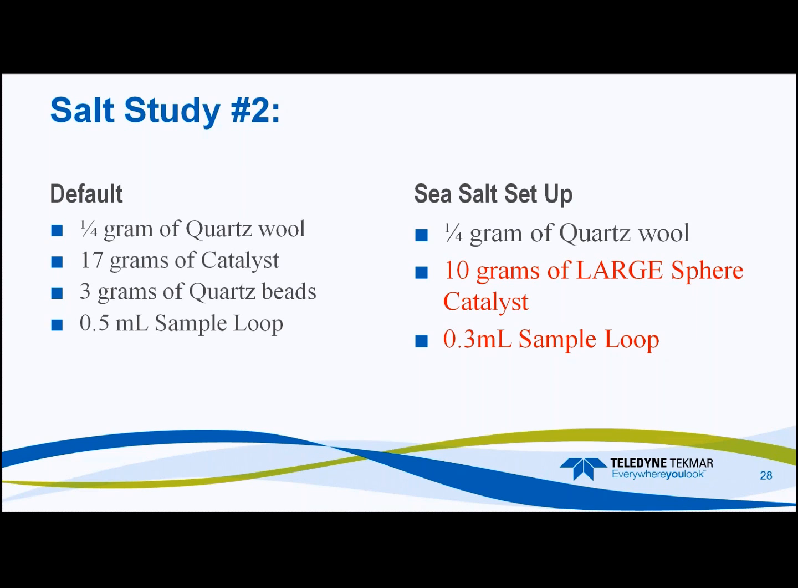So we went back to our setup. We used 1/4 gram of the quartz wool. For this, when you go for the large sphere catalyst, you only use 10 grams instead of 17 grams. And then we also did the study with a 0.3 mil or a 300 microliter sample loop. What we wanted to do was see if we could get just as many samples as she did with the smaller sphere and the quartz retainer ring, or even better, was there some opportunity here?